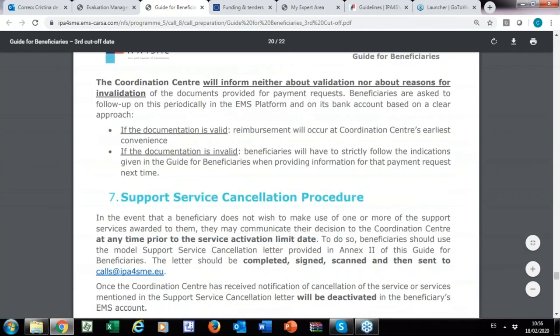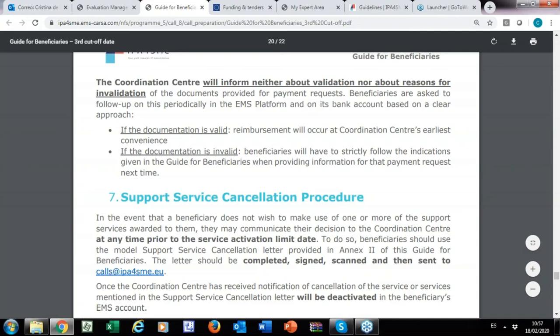What else? Well, this is something we put here because, as I was saying, having hundreds of EU companies, if the instructions are not followed, it will make it totally unmanageable, and this will not benefit you. So we put this: we will inform neither about validation nor reasons for invalidation, especially not the reasons for invalidation, because the reasons for invalidation are written here. So if you don't follow them, it will be invalid.